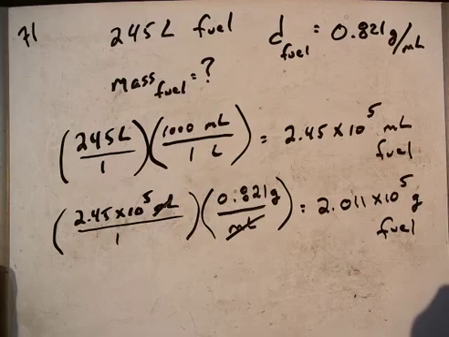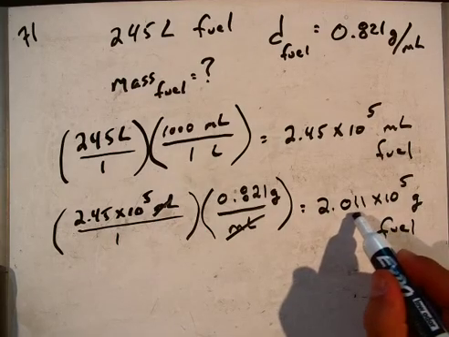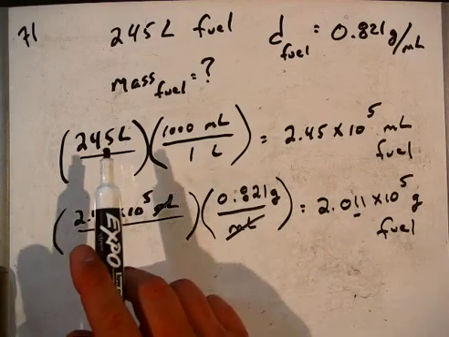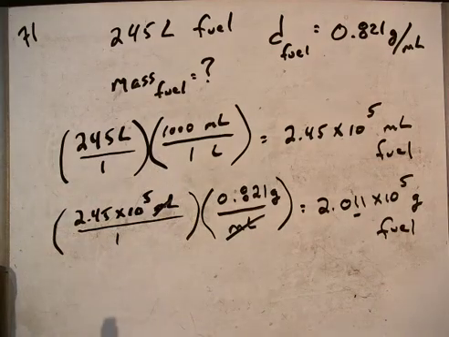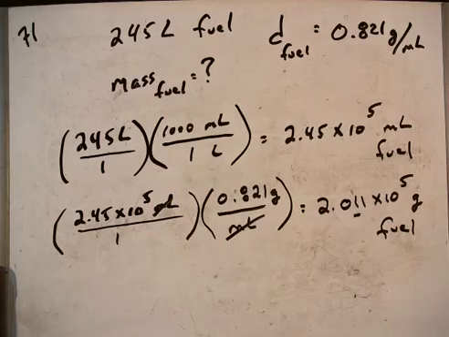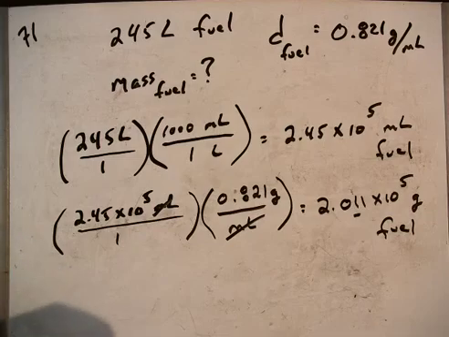If we were concerned about significant figures, the value would be 2.01 times 10 to the 5th, because our measured value is with 3 significant figures. The rest of the values used in the calculation are known values, absolute known values, and so have no impact on the number of significant figures.